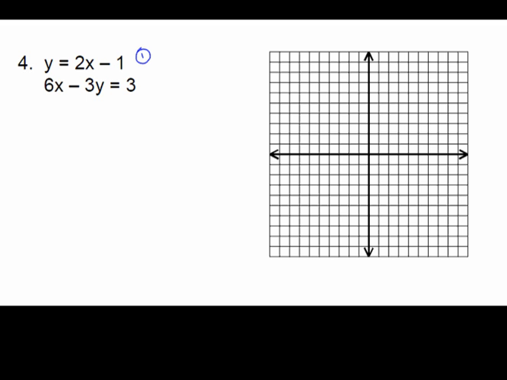Equation 1, equation 2. Equation 1 is already in the form of y equals mx plus b. So for number 1, I get my slope and my y-intercept. The slope is 2. The y-intercept is negative 1. I go to my graph. I go to negative 1 and put a point. I rise 2, run 1. Rise 2, run 1. Do that a couple of times. Make sure we get a good representation of our line. I draw a line connecting the points.